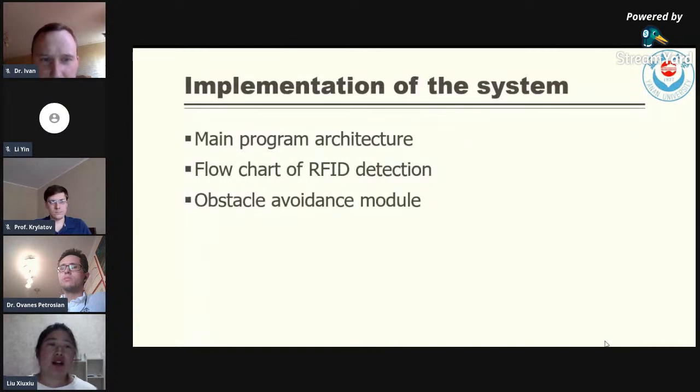Now it's the implementation of the system. There are 3 parts to this.